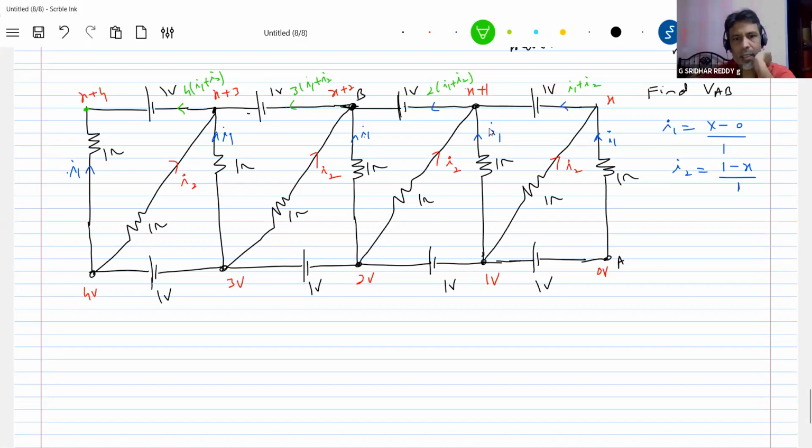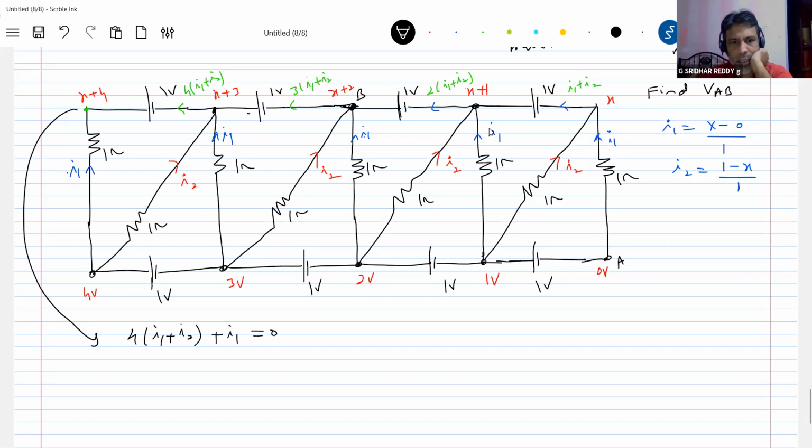So here, what is the relationship between them? 4I1. Again, looking at this junction, the equation: 4I1 plus I2 plus I1 equal to 0. 3 equations, 3 unknowns. Solving that, we'll get I1 and I2. Then I will write the potential difference VAB. So this should be 5I1 plus 4I2 equal to 0.